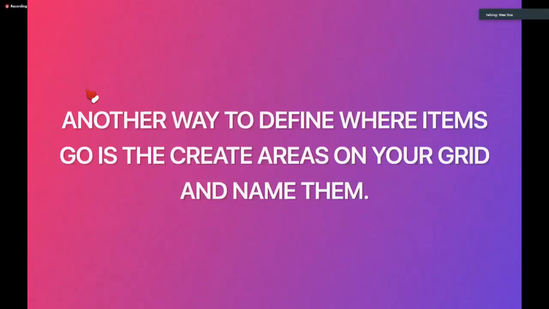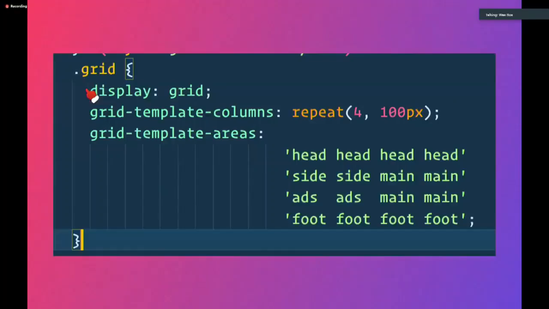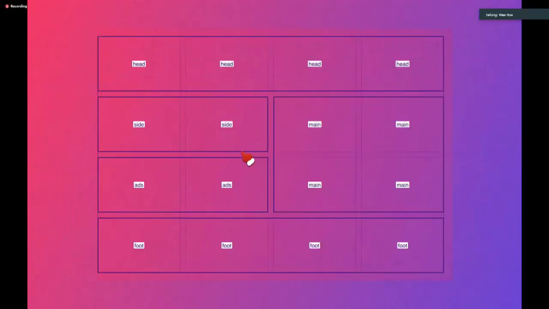Another way to define where your items go is to create what are called areas in your grid. We've said a couple of ways we can place our items is we can span them, we can start and stop them at line numbers, but we can also define the names of these areas. You define them via this crazy ASCII syntax where you can say head, head, head, head, side, side, main, main, ads, main, and then footer across the top. You can visualize what the website is going to look like. So that will give us something like this, where we have our header across the top, sidebar, ads, our main content, and a footer right across the bottom.